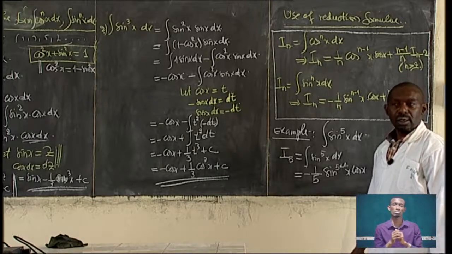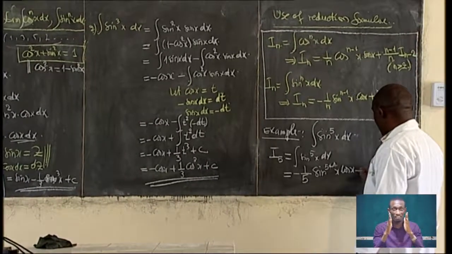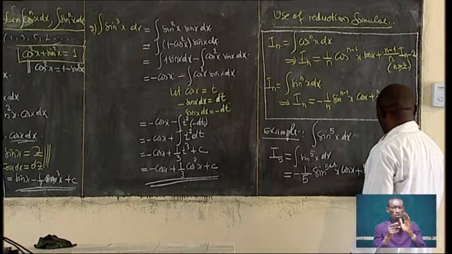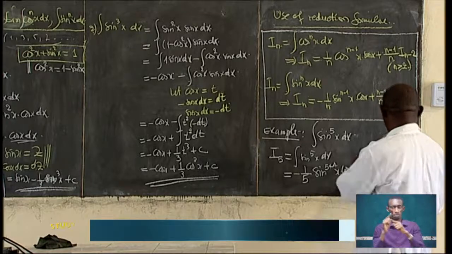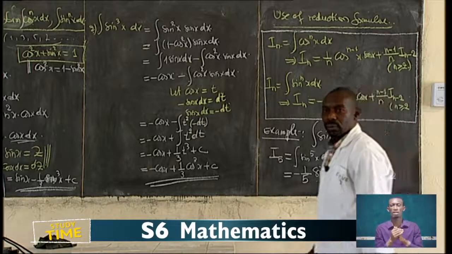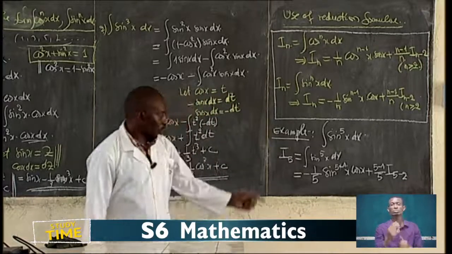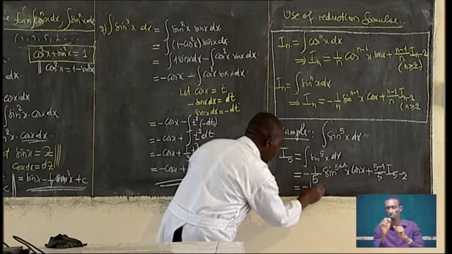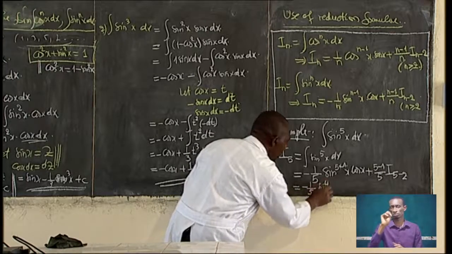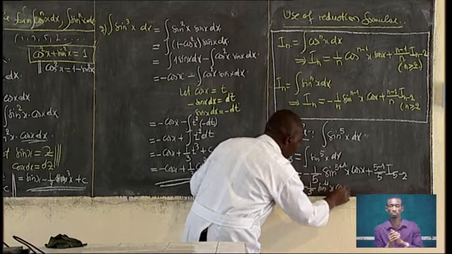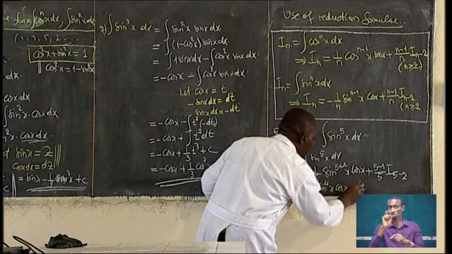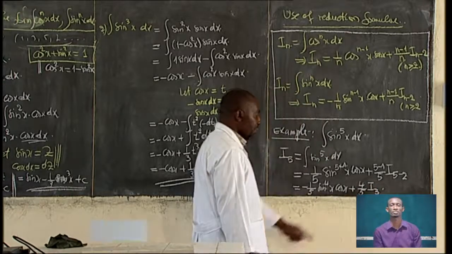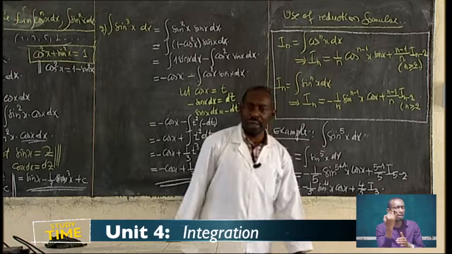Are we together? Okay. Plus (n-1), that is 5 minus 1 divided by 5, I_(5-2). So this is equal to negative 1 divided by 5 sine^4 x times the cosine of x plus 4 divided by 5 I_3. Means that for I_3, n is equal to 3. We are going to find I_3.